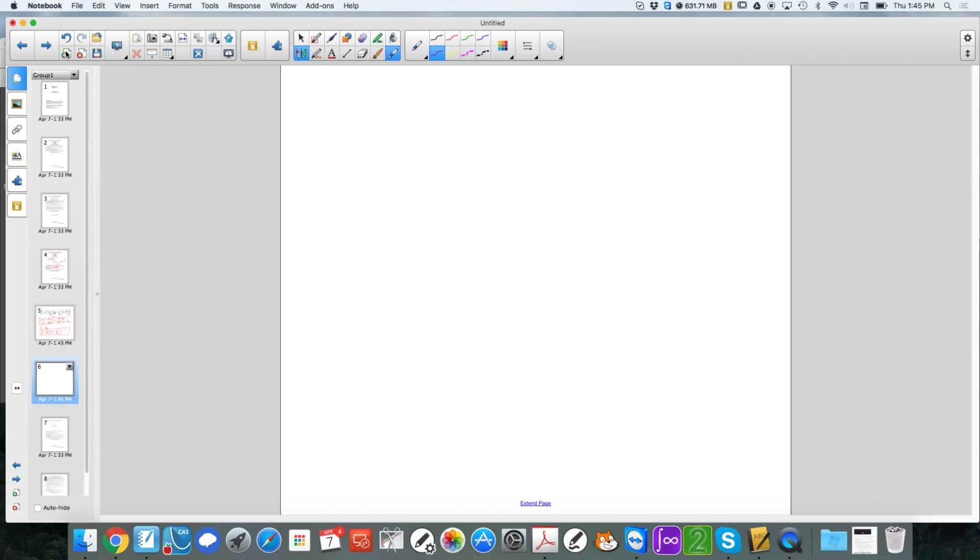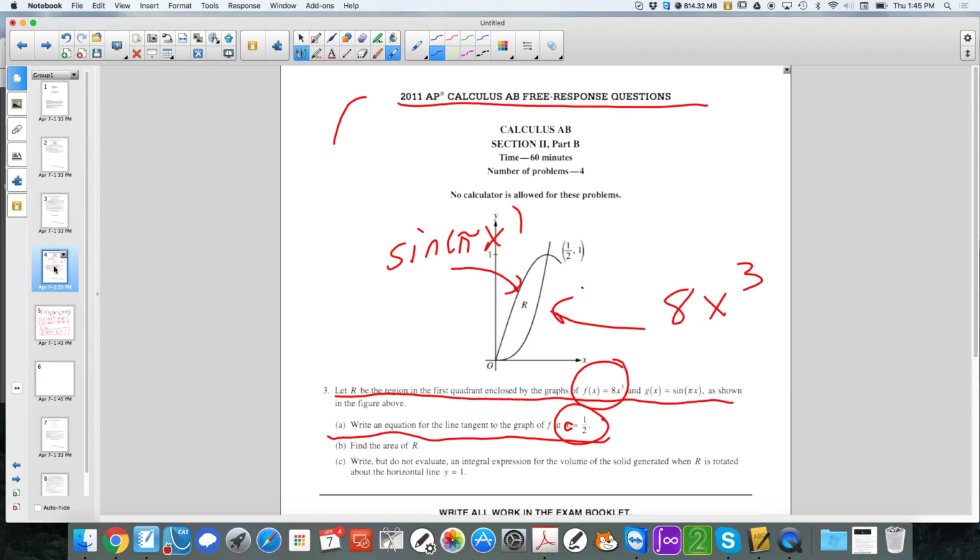Let's see what the next question asks us to do. So, hey, Peter, that was a short one. Why don't you read that one to us? Alright. Find the area of R. Find the area of R. So Peter's going to find the area of R.